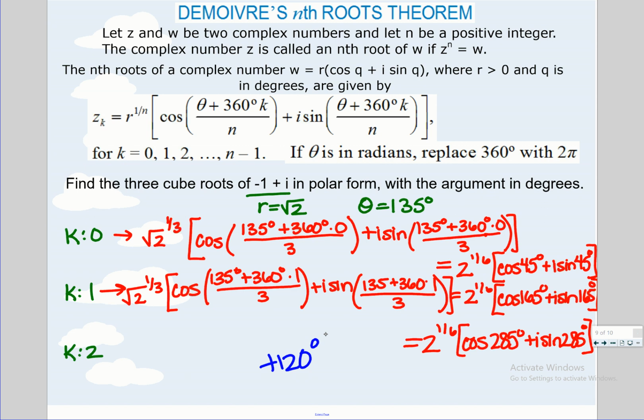120 times 3 is 360. That's pretty special, right? Our full rotations. If you do 360 divided by n, that's what you add after you get the first one. So if I said find the fifth roots, there's 5 of them, that's a lot of work. Just find the first one and then keep adding on whatever 360 divided by 5 is. And that'll give you all the other ones. Shortcut.